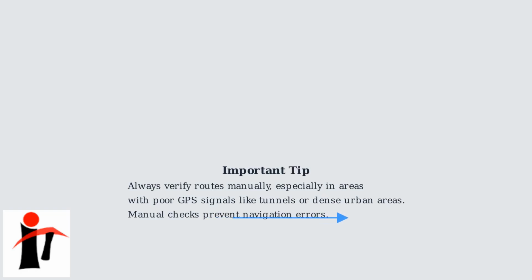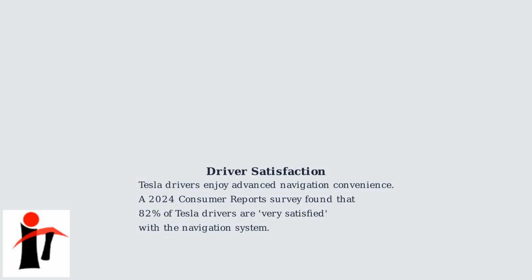For best results, always verify your routes manually before starting, particularly in locations with weak GPS signals such as tunnels, urban canyons, or mountainous areas. This ensures accurate navigation. Overall, Tesla's multi-stop navigation provides exceptional convenience. According to a 2024 Consumer Reports survey, 82% of Tesla drivers report being very satisfied with the system's performance and reliability.